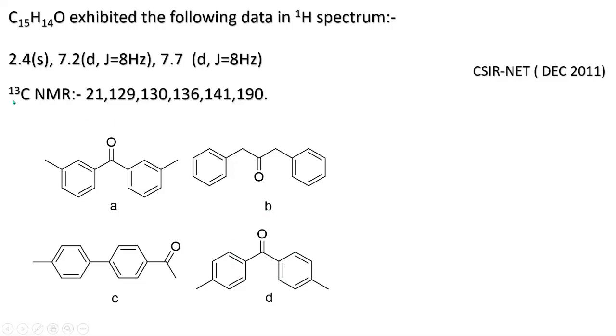Now if you see the C13 NMR, this problem can be solved only by looking at the H1 NMR. In the C13 NMR values, the 21 corresponds to this CH3, then 129, 130, 136, 141 are typical values of these 4 carbons, 1, 2, 3, 4. And the 190 corresponds to this carbonyl group.